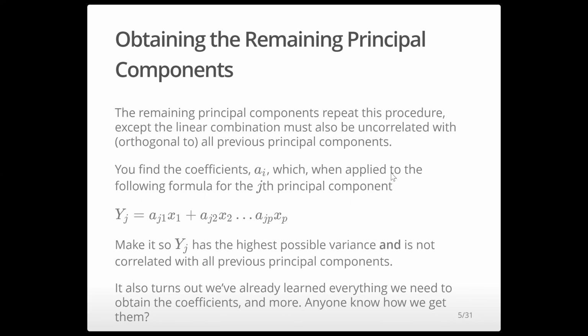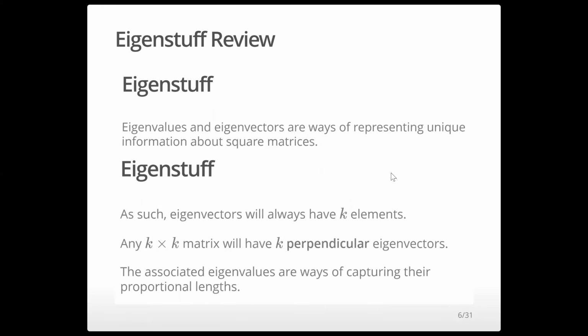And so it actually turns out we've learned everything we need to know to get these coefficients and to get even more information about them. Anyone want to stop and think and take a guess as to how we obtain these coefficients based entirely on stuff that we've already learned in this class? So just to review, we're going to use the eigenvalues and eigenvectors.